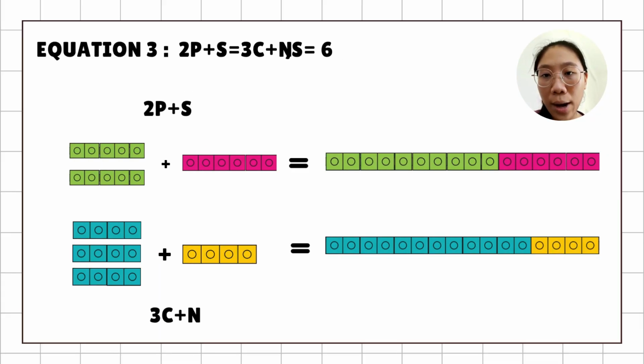So continue with equation 3, which is 2p plus s equals 3c plus n. For 2p plus s, we add 2 bars of p plus 1 bar of s, and as usual, combine them to become a long bar. Then we add 3c, which is 3 bars of c plus 1 bar of n, and combine them as usual to become a long bar. So the left hand side equals the right hand side, so the length of the bars is equal.